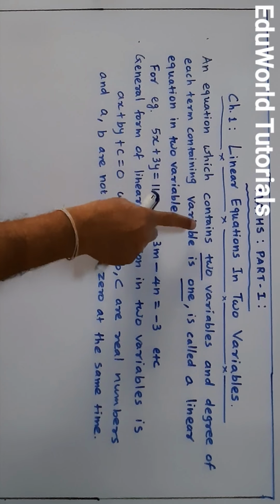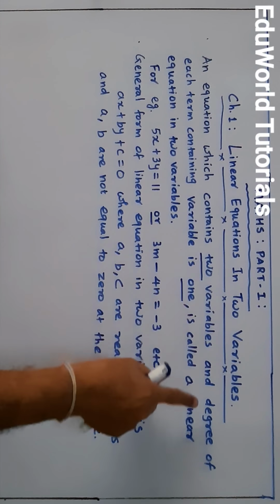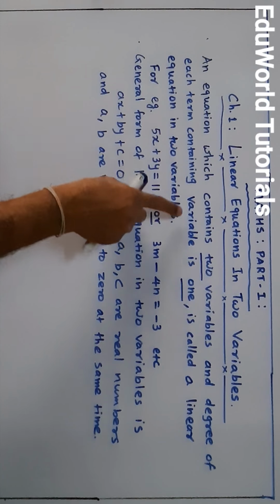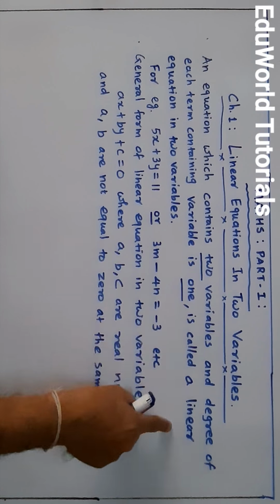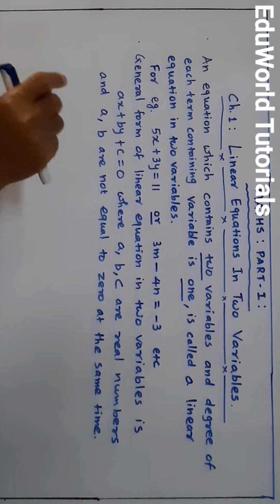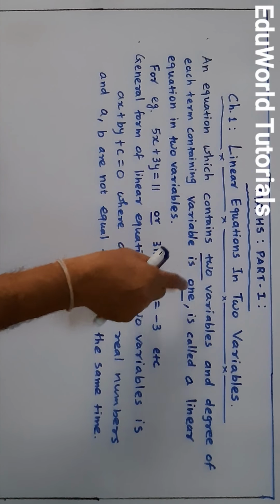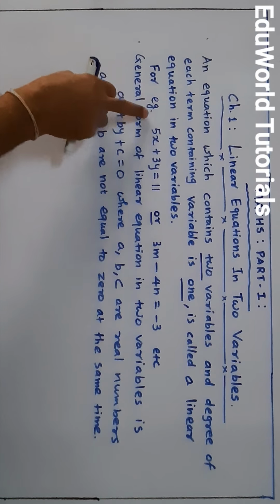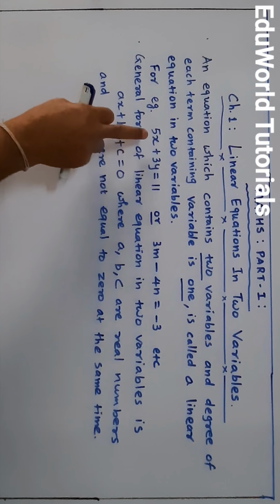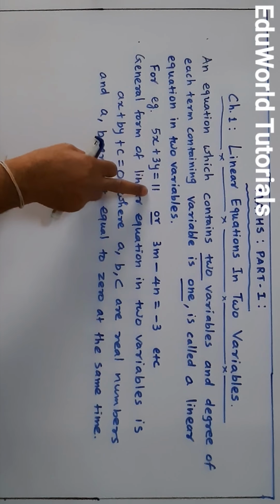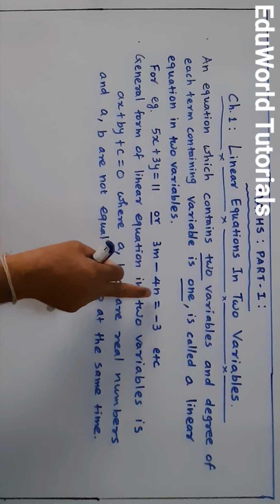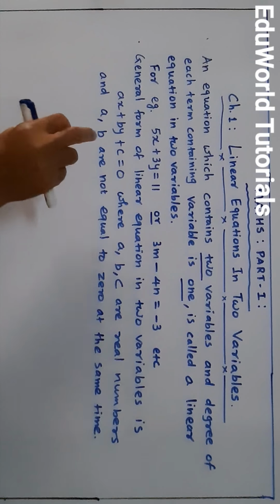An equation which contains two variables and degree of each term containing variable is 1 is called a linear equation in two variables. I have underlined the important words. For example, you see these two examples. One is 5x plus 3y equal to 11 or 3m minus 4n equal to minus 3, etc.